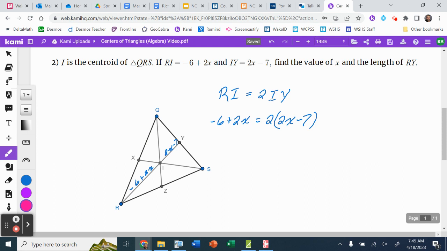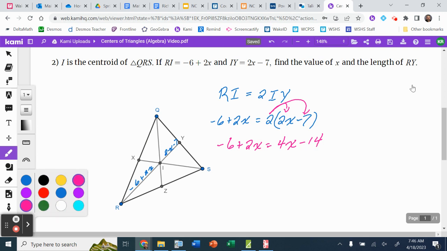First things first, I'm going to leave the left-hand side alone, because what I want to do first is this distributive property over here. So I'm going to take this 2 and distribute it to the 2x and to the minus 7. That's going to give us 4x minus 14. What I'm going to do next is collect my x's on one side. Let's subtract 2x from both sides.